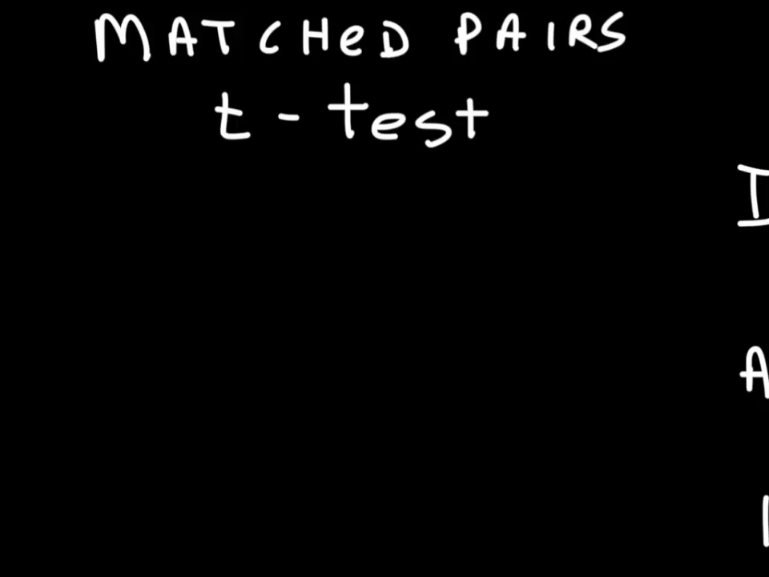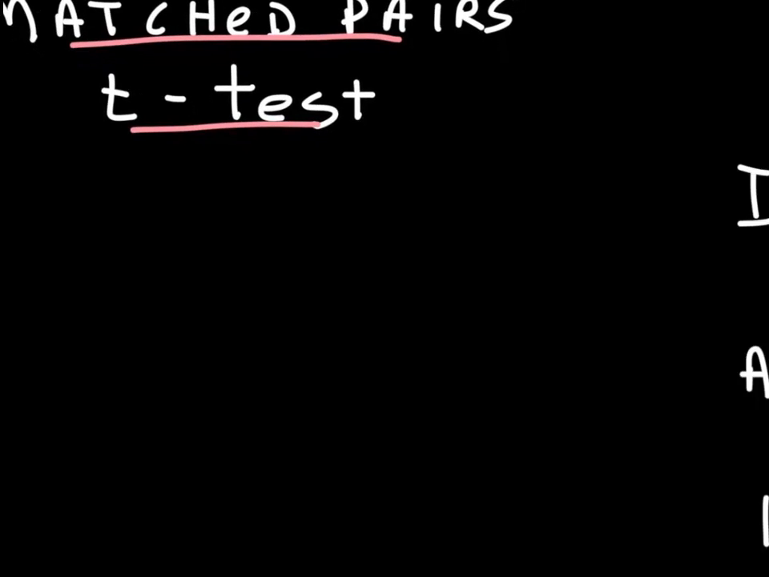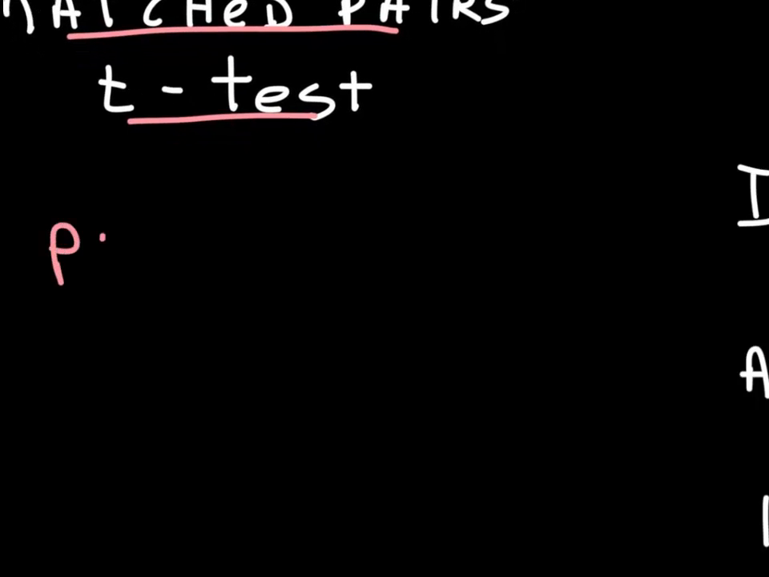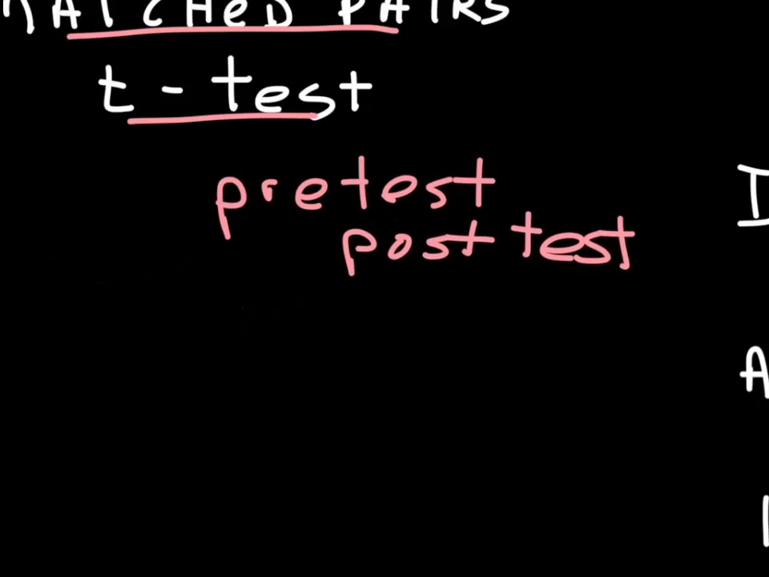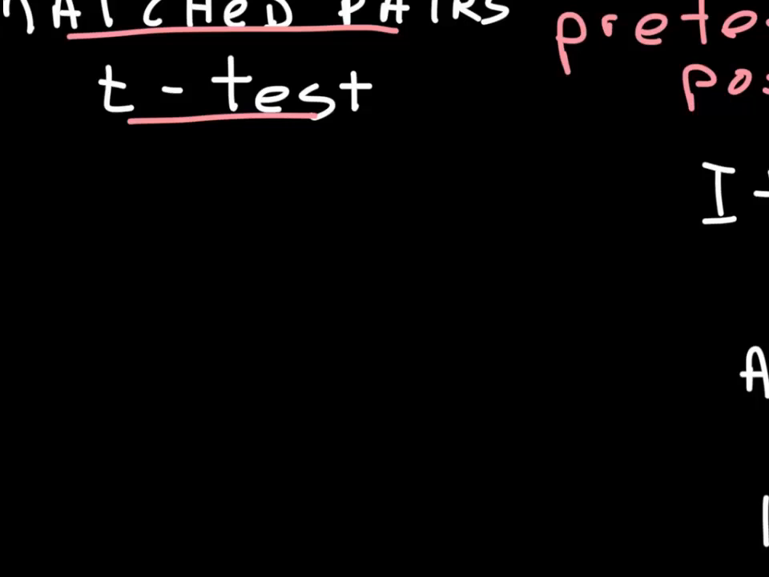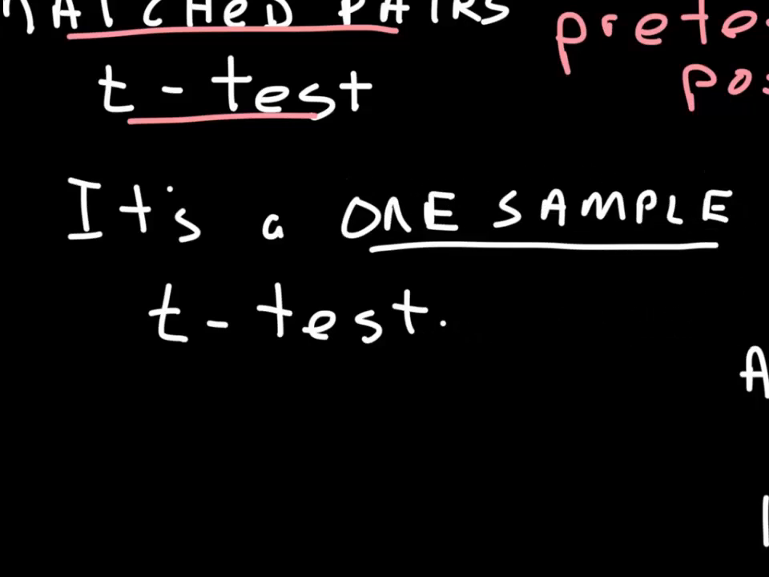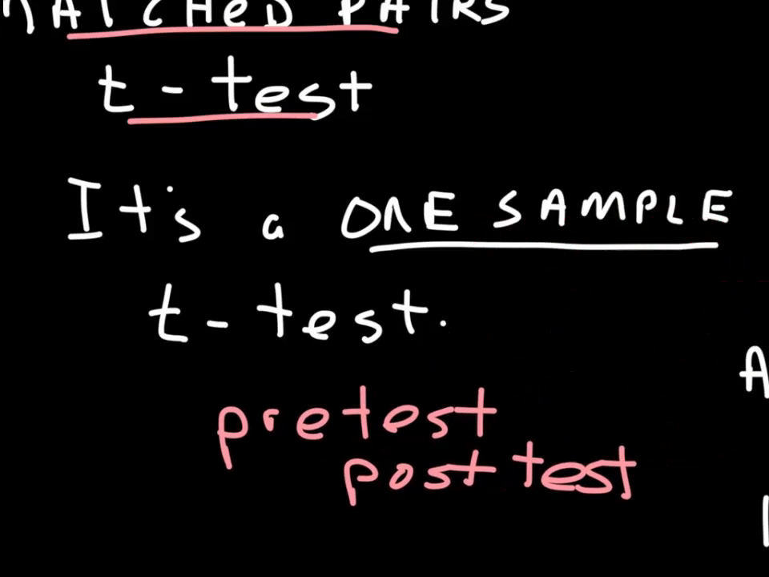Okay, in this video I'm going to look at the matched pairs t-test. Frequently what we'll do with the matched pairs test is a pre-test, post-test, in which each person serves as his or her own control group. So this is just a one sample t-test. It's easier to see in the pre-test, post-test, it's the same person.